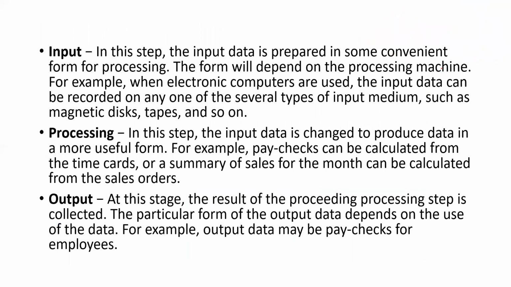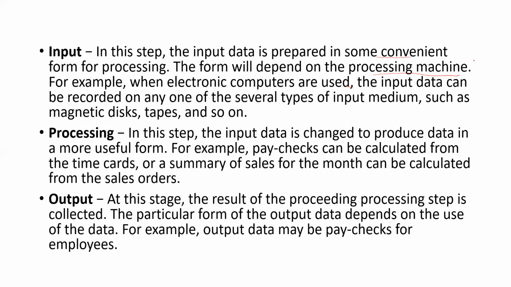Now here it is clearly written what the meaning of input is. In this step, the input data is prepared in some convenient form for processing. For processing or for calculations, whatever you are going to do, the input is a must. The form of the input data depends on the processing machine. In an electronic machine, the input data can be recorded on any one of several input mediums such as magnetic disk or tape. These are the mediums through which we can provide the input to the computer. From the keyboard we can type the data, from the disk we can send it, from the tape we can send the data, or give the input to the electronic medium.